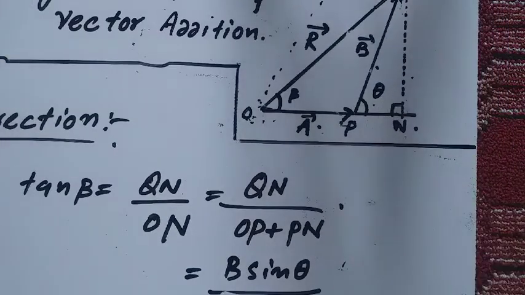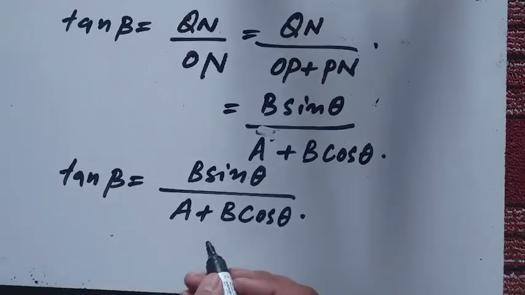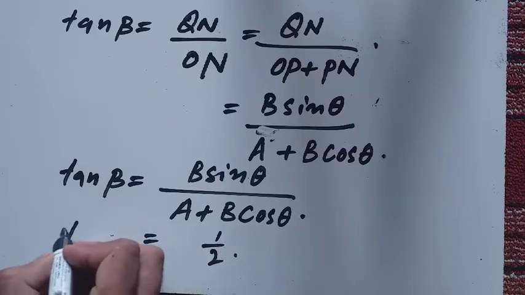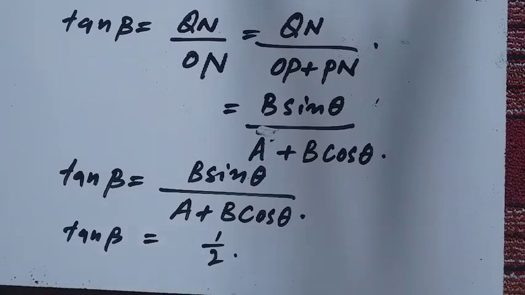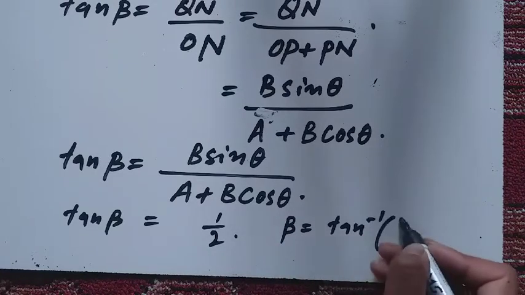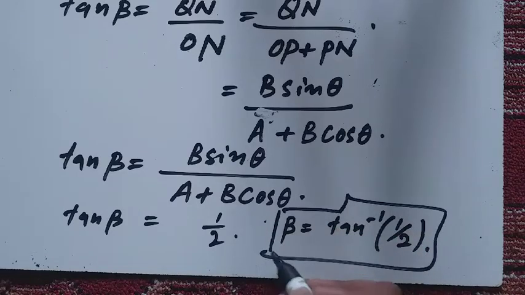This shows that if you know the angle theta, you can put in both the sine theta as well as cos theta, and you will get this value. Suppose, I am just telling you here, this comes out to be 1 by 2. Then I can write tan beta is equal to 1 by 2, that is beta is equal to tan inverse of 1 by 2. This will become our angle in this case, and this angle tells us the direction.